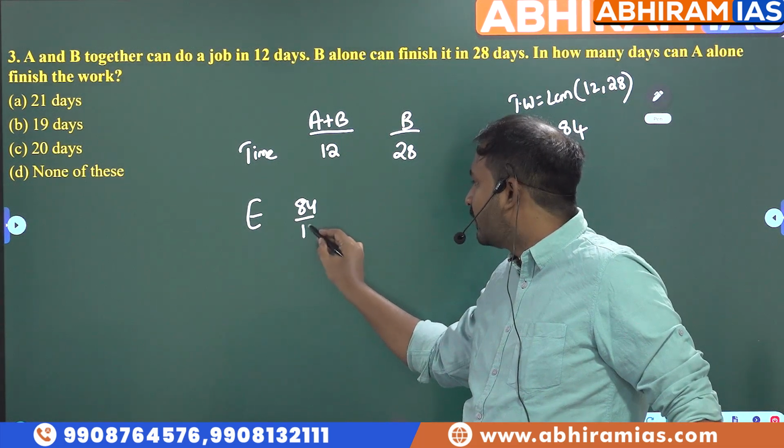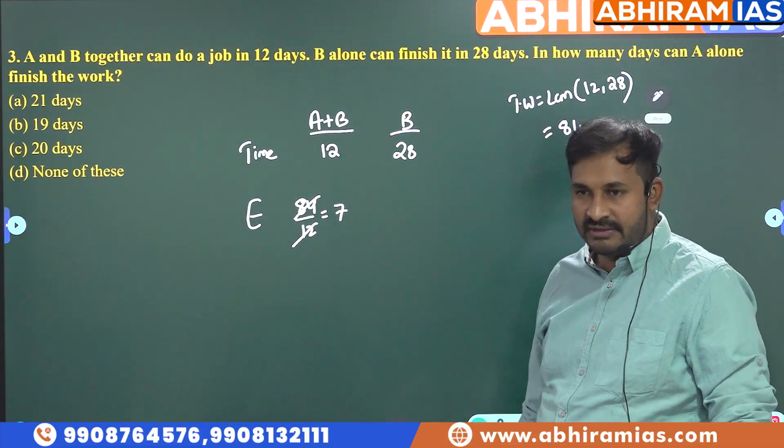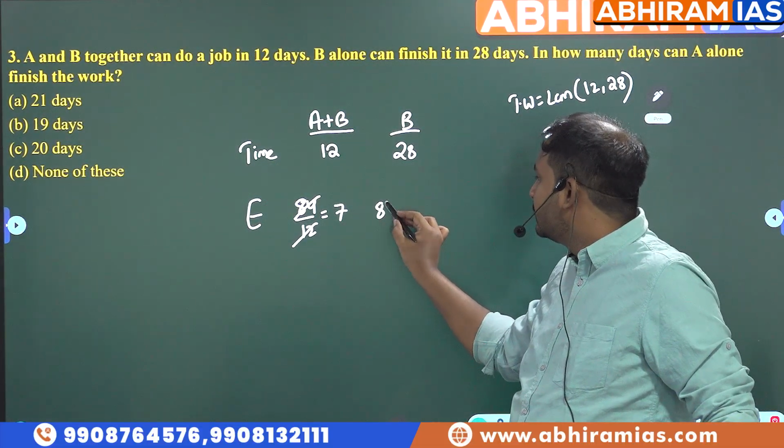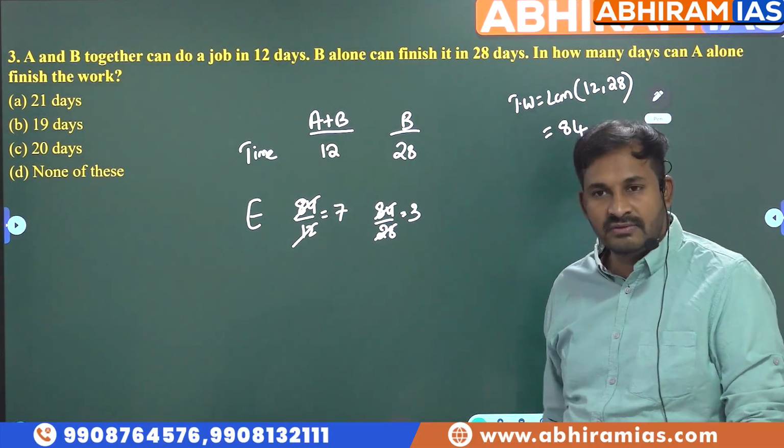84 by 12. So, sorry, A plus B together is 7. A plus B together is 7. What is the efficiency of B? 84 by 28. This is what now? 3. This is 3.